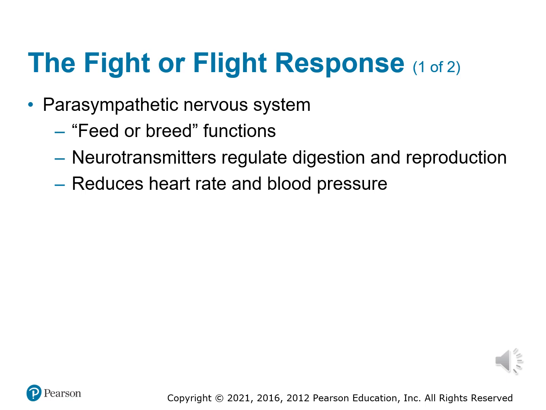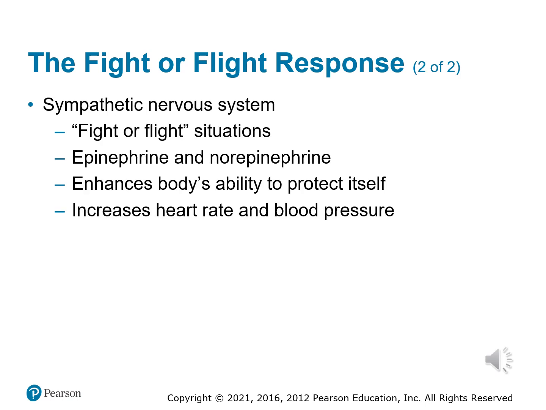So the parasympathetic nervous system handles feed or breed functions, and the neurotransmitters regulate digestion and reproduction, and it reduces heart rate and blood pressure. The sympathetic nervous system handles the fight or flight situations. They have the epinephrine and the norepinephrine. It enhances the body's ability to protect itself, and it increases the heart rate and the blood pressure.